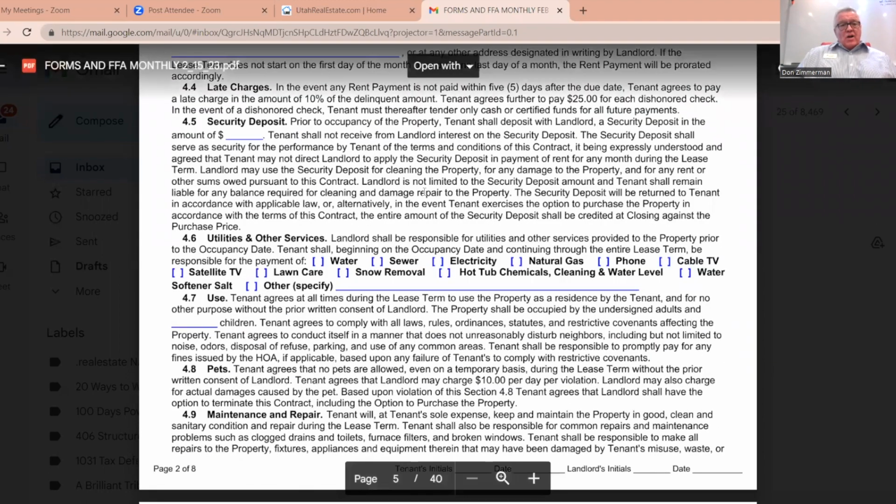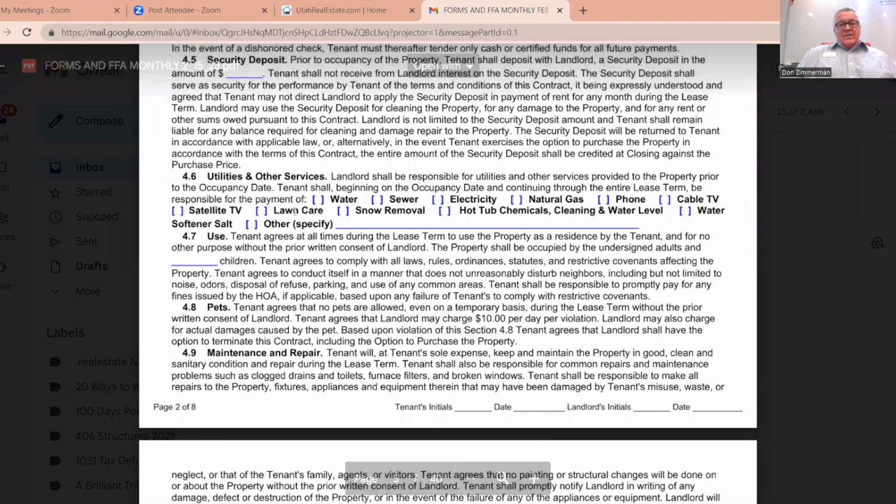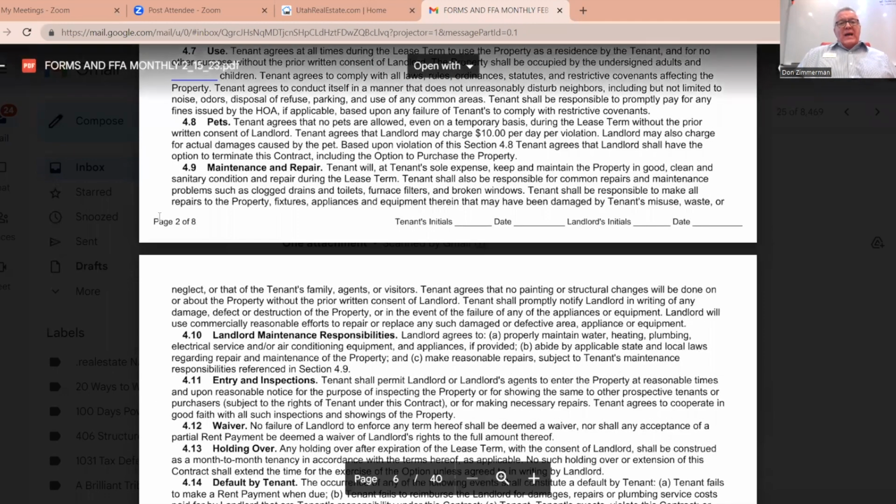Security deposits, late charge, need to read through all of this. There's utilities and other services. This, you're going to specify who's going to pay all those. Is the tenant going to pay it, or is the landlord going to pay it, okay? Are pets allowed?